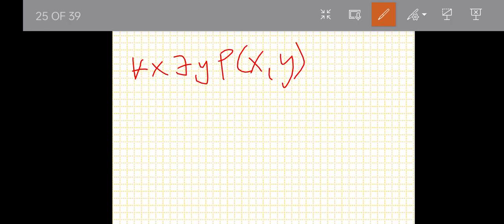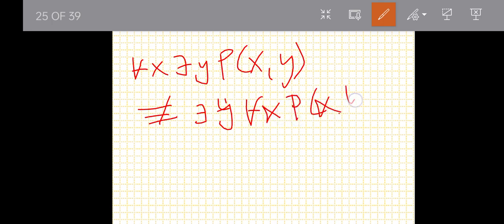Kapag dalawang universal quantification ang meron sa isang given na problem, or nested quantification, equivalent lang sila. Dito, si for all x, there exists y, hindi siya equivalent, okay? This is not equivalent to there exists y, for all x, p, x, y. Okay? Hindi sila equivalent.